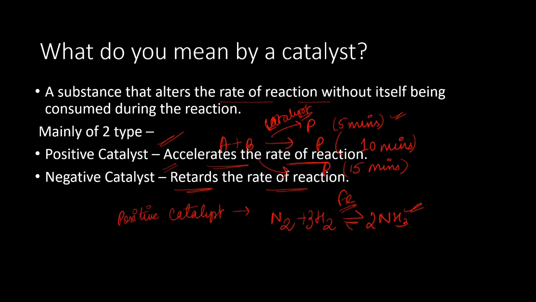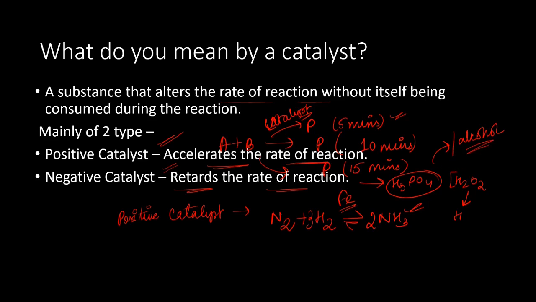However, there are negative catalysts as well. For example, H3PO4, phosphoric acid, retards the rate of reaction. H2O2, hydrogen peroxide, when it decomposes to form H2 and O2, in that case this will act as a negative catalyst. Also, ethyl alcohol also decreases the rate of reaction. So, these are two examples.